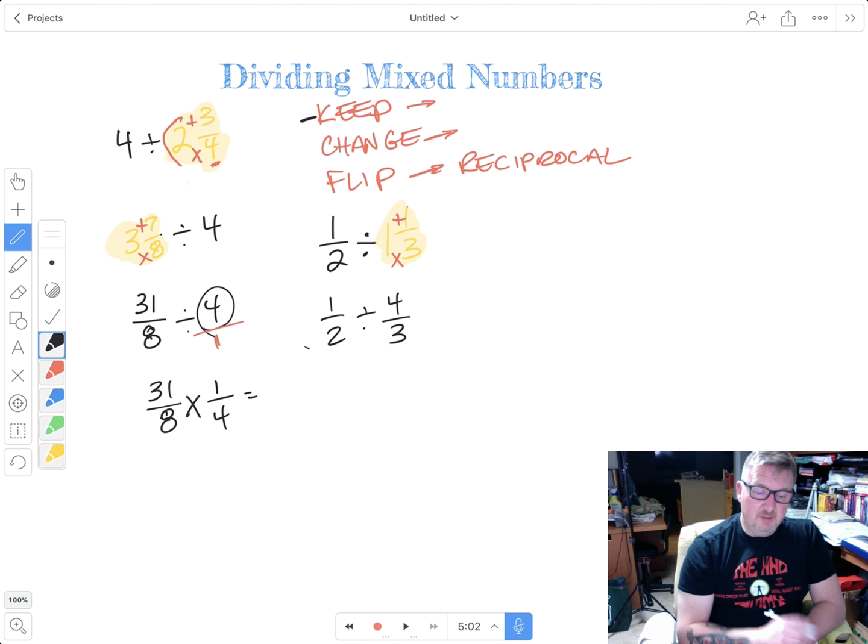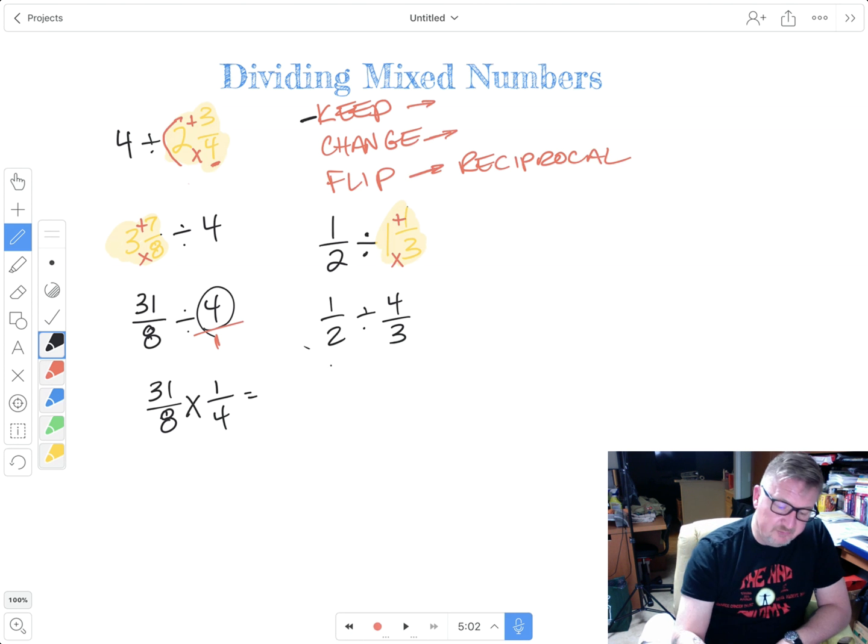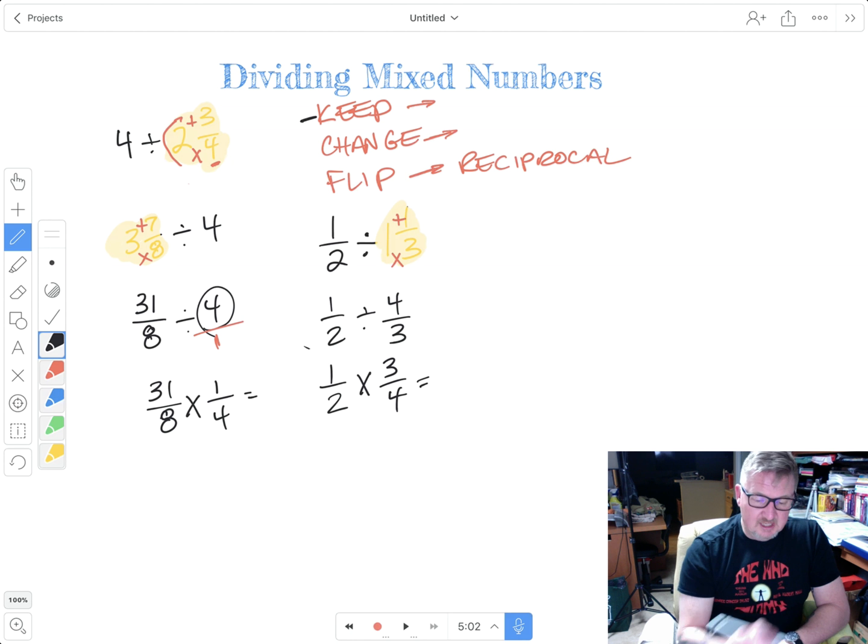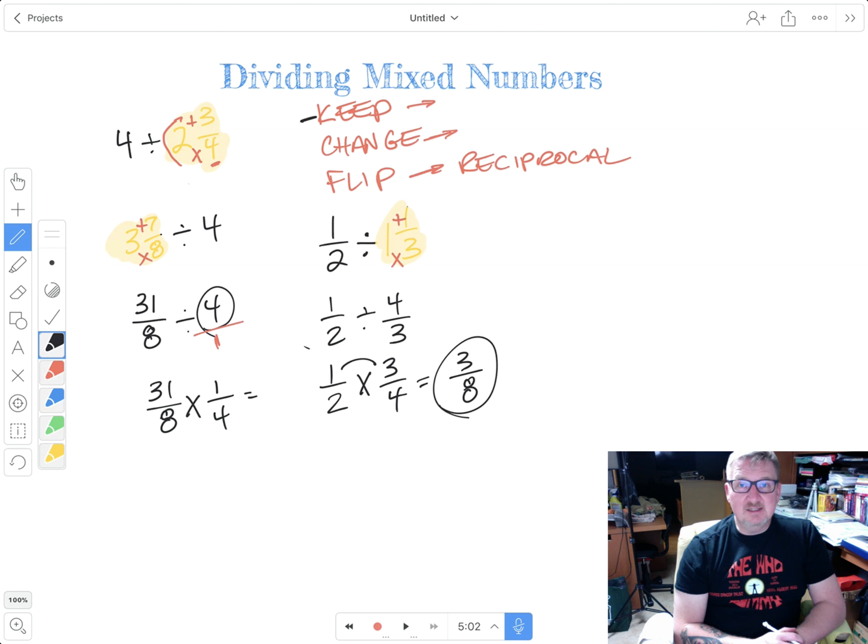All right. That's my division problem. Now I need to start following KCF, which is keep, change, flip. I keep the first fraction 1/2. I change to a multiplication problem, and I flip the second fraction. Once again, looking at it, doesn't appear that I can simplify with anything, so I multiply 1 times 3 and 2 times 4, and that is my final answer of 3/8. Okay, not much to that.